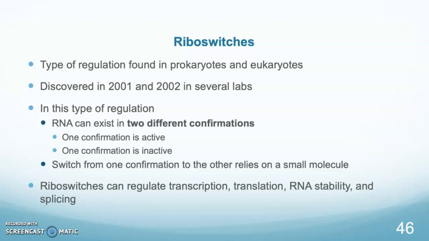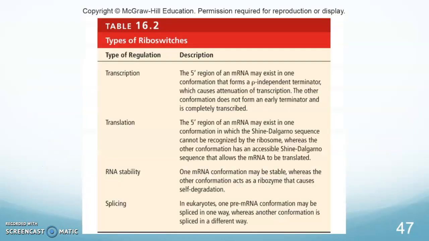When we look at eukaryotic transcripts, we know that sometimes they do splicing, and riboswitches can do that as well. So this is giving a quick summary of these different ways that this can happen.